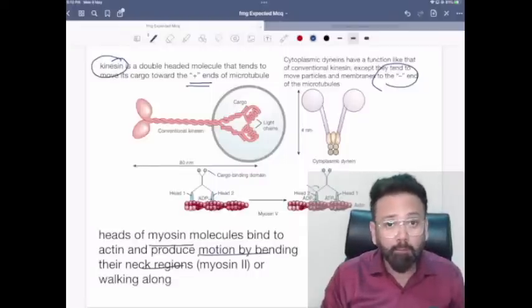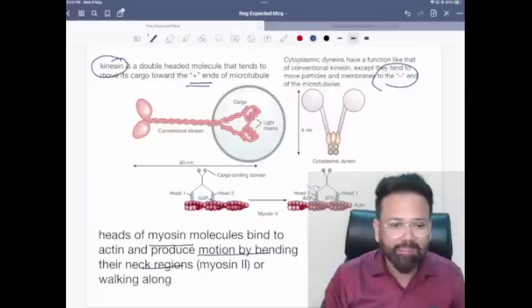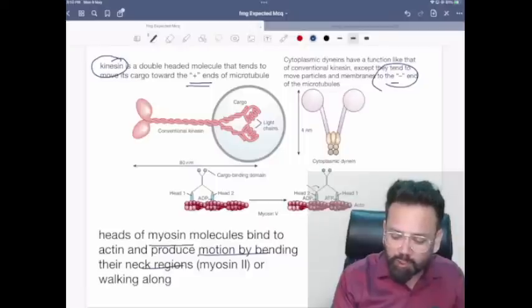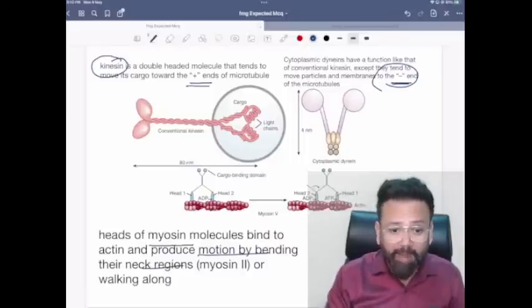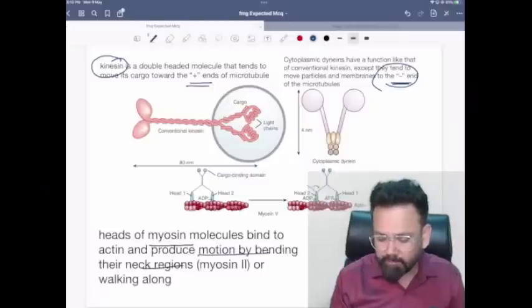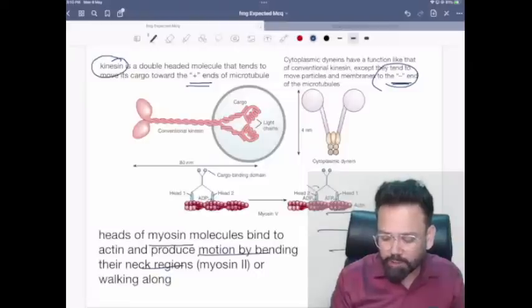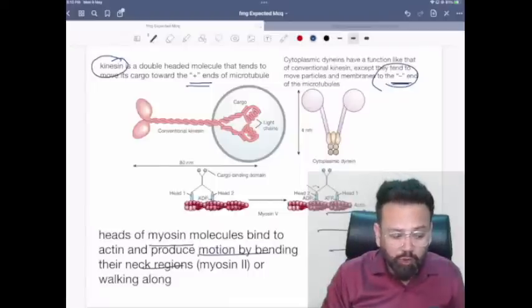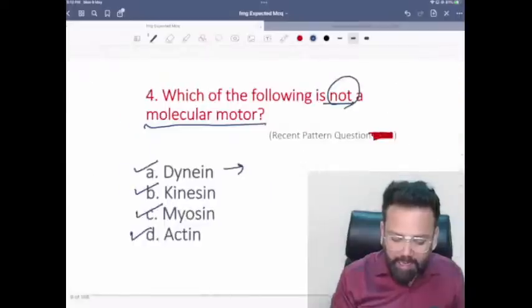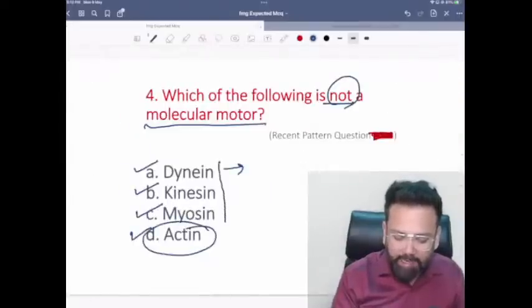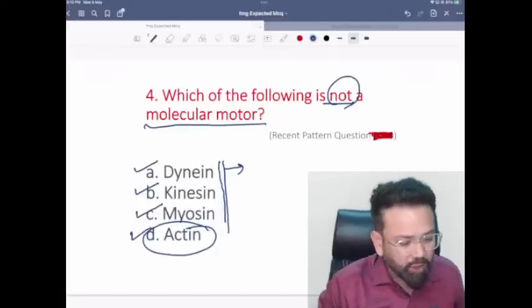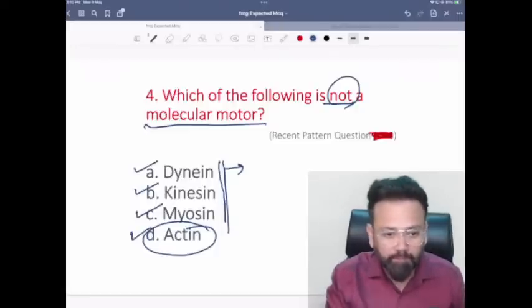So remember the molecular motors: number one, kinesin, which is moving toward the positive end, okay, and dynein is moving toward the negative end, while myosin is moving. This is the myosin, and these are the actin. So they are moving the actin together, closer. That is why myosin is also a molecular motor. So the answer is actin. Remember, dynein, kinesin, and myosin are molecular motors, but actin is not considered a molecular motor.